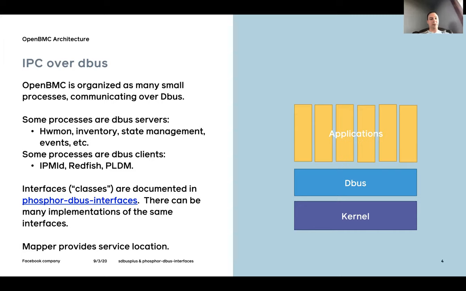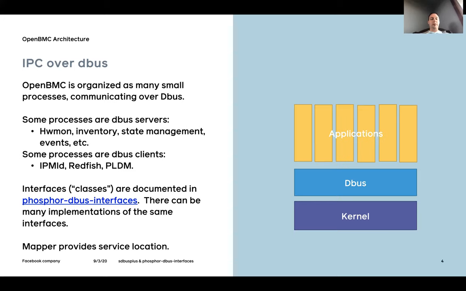Similarly, like Redfish, just coming up with an example, maybe like code update. So when we do software updates of the BMC, you can push the image over Redfish, and Redfish will put the image in a location and trigger some dbus operations to start the code update process.